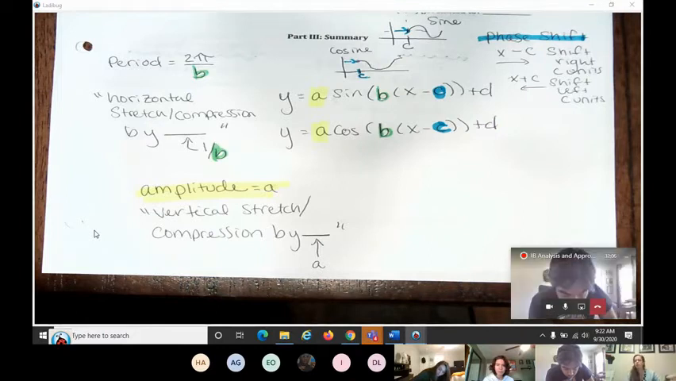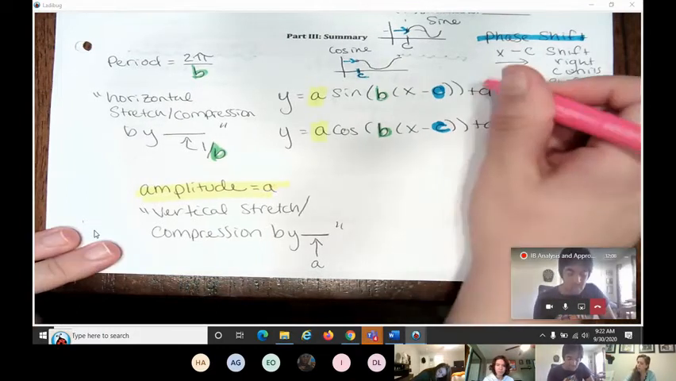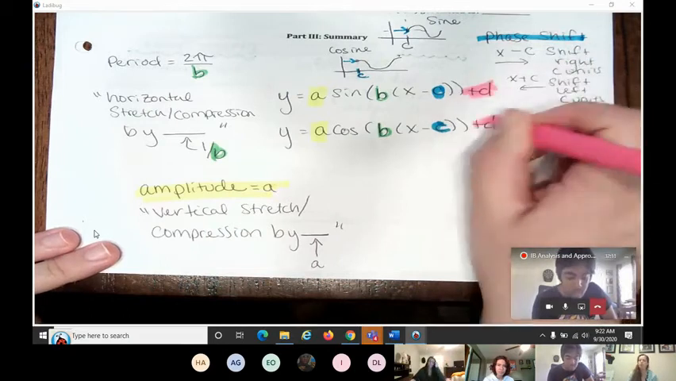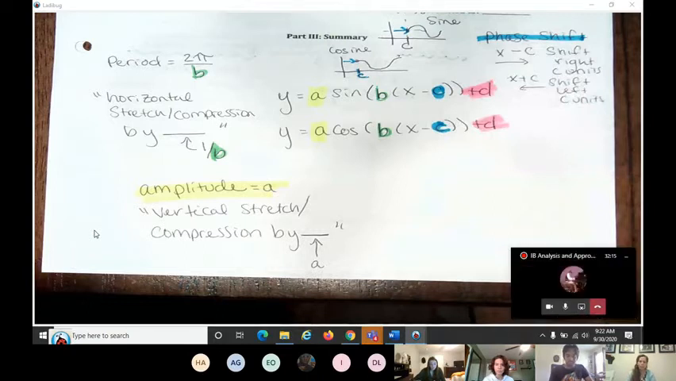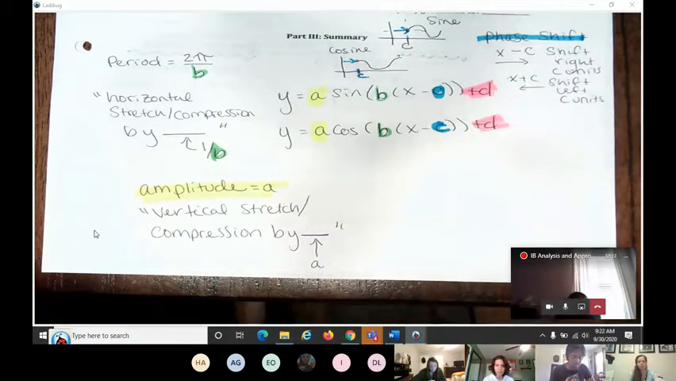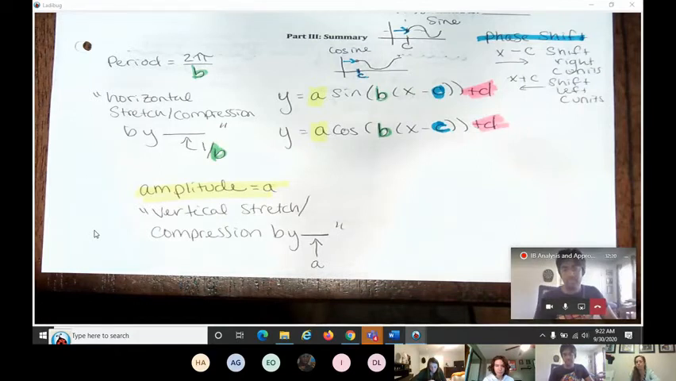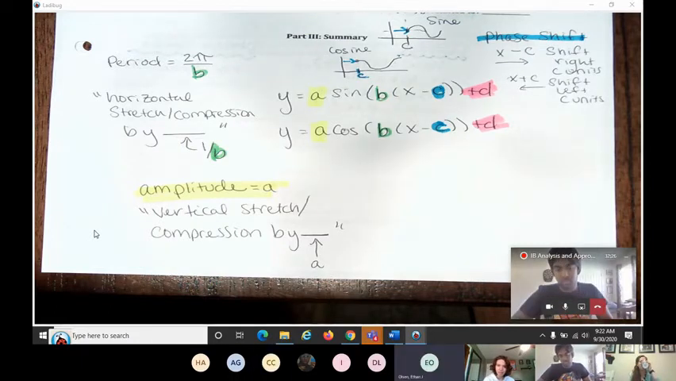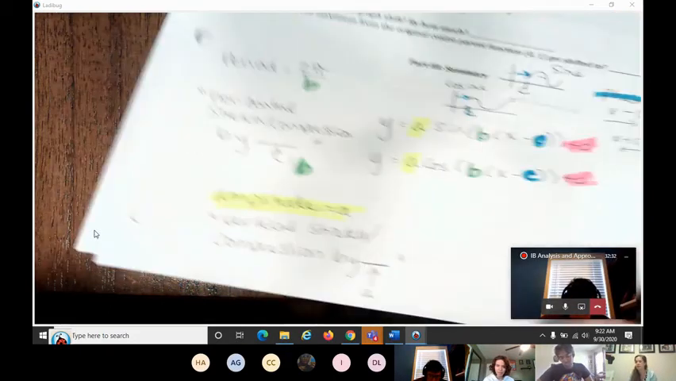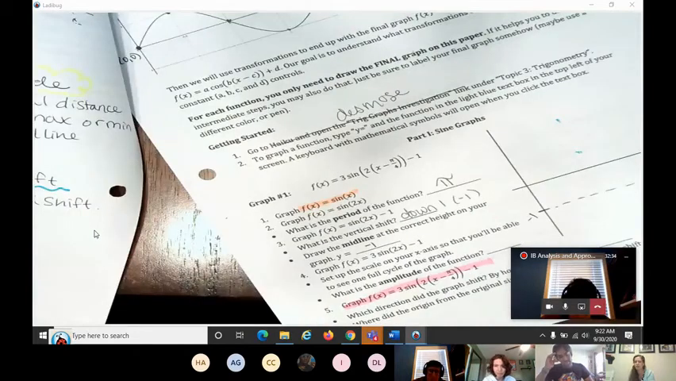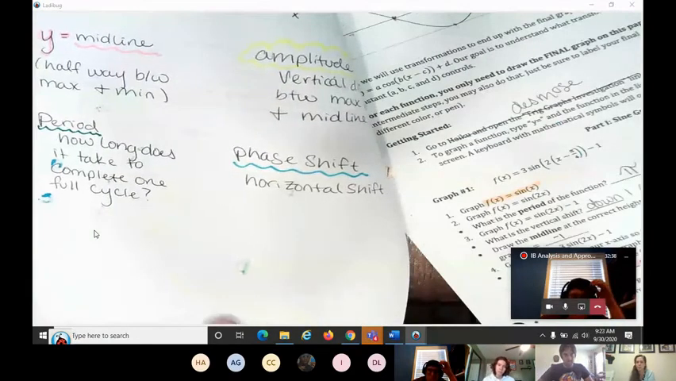All right, and this last one should be fairly straightforward. What did the plus d do? Ethan. Move the graph up. Good. And so what piece of the graph, what from our vocabulary did it change? Of these four things, what did it change?